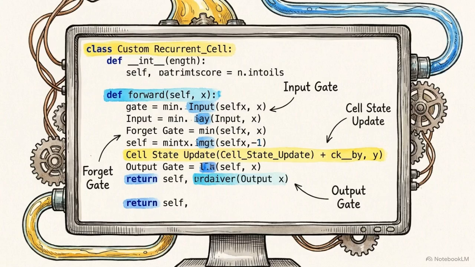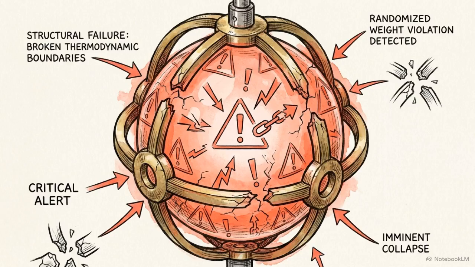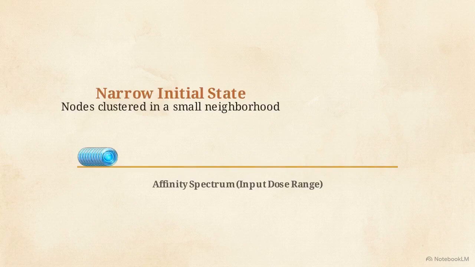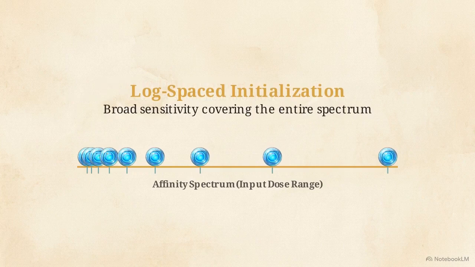realism. This dual-stream logic can be coded cleanly into PyTorch as a custom recurrent cell, splitting the forward pass to evaluate both equations simultaneously. But initializing this layer requires a specific approach. Dropping in randomized weights will instantly break the node, as it forces parameters to violate rigid thermodynamic boundaries. The affinity constants governing the physical receptors must be strictly positive. To keep backpropagation stable, we initialize these parameters in log space, spreading them across a wide, deliberate spectrum.